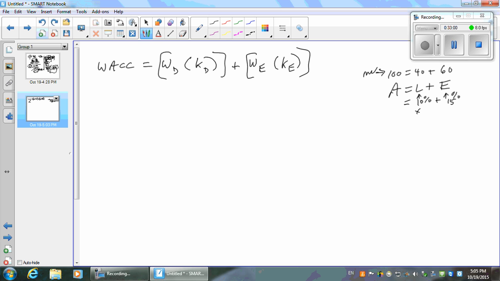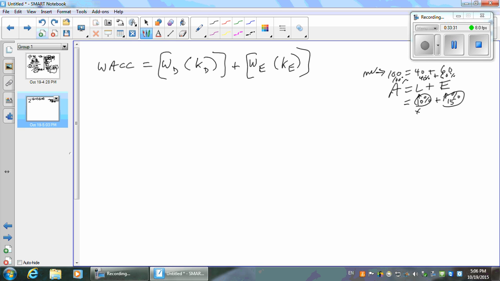Okay, what are my weights? If this is the cost, 10 and 15%. What's my weights here? I made it easy. 40 out of 100 is 40%, right? Because this is 100% of itself. Everybody agree with that? And this one over here is 60%. So obviously the two weights have to add up to 100%, don't they? 100% is the assets. If liabilities at market value are 40%, equity must be 60%.